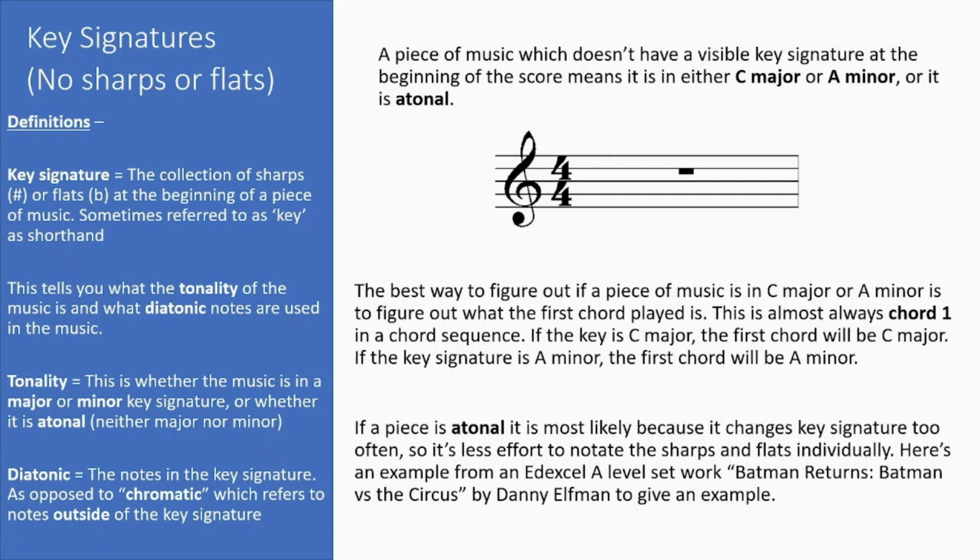To give an example, Danny Elfman is a fantastic composer. He also composed music for the film Men in Black. He composed music for The Nightmare Before Christmas. Excellent composer, loads of good work, and they're all very atonal. Let's give it a listen.